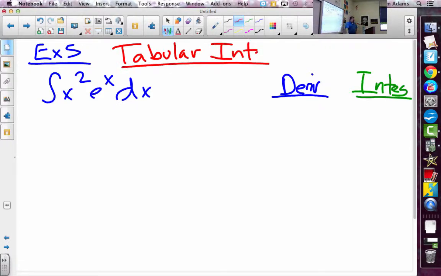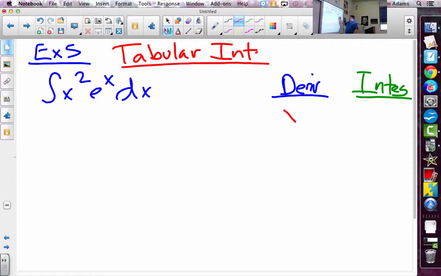Alright, so tabular integration is integration by parts, but we're just going to pick one function and take the derivative of it, and then take the other function and take the integral of it. And we're doing the integration by parts, we're just writing it in tabular form.